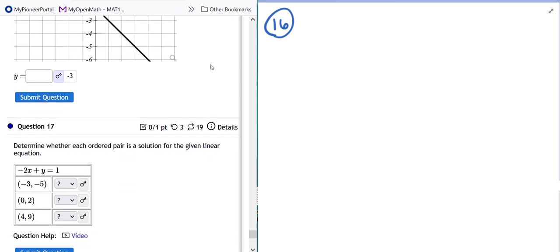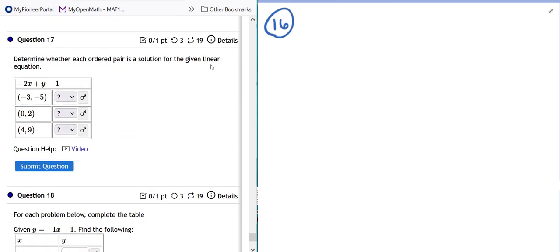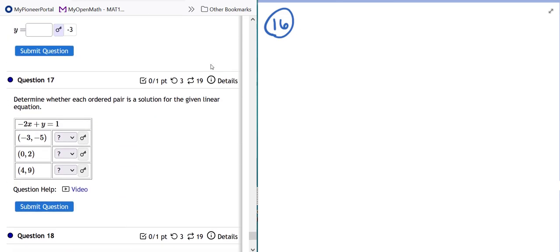We'll get there. So that one's a little different kind of question. 17 is a little different kind of question. They're giving you the whole ordered pair, and they want you to tell whether it's a solution. They're not asking you to solve. You just plug in here to see if it gives you true or false. So when you determine whether something is a solution, plug it in and see if it's true or false.